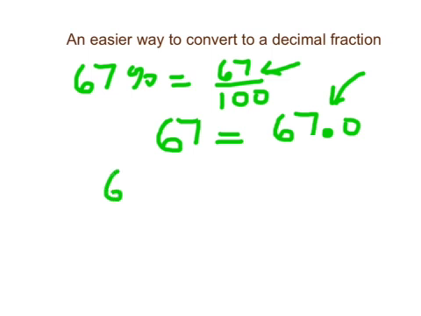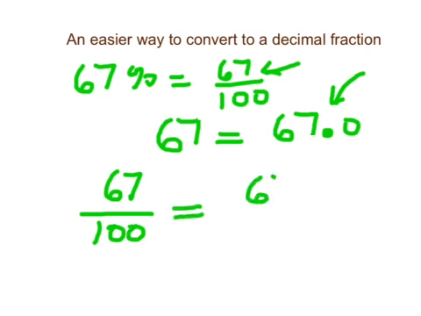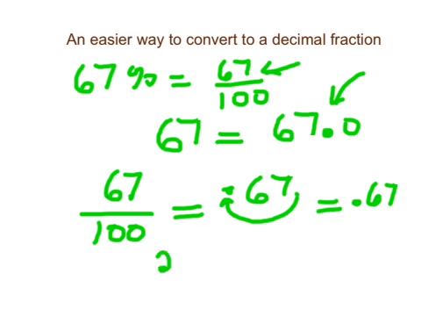But for 67/100ths, that's the same as taking the 67 with its decimal point and moving it over here, 2 places. So it's really 0.67. So all you have to do is move the decimal point 2 places to the left. To the left. Not to the right, to the left.